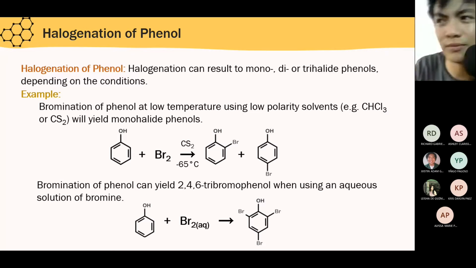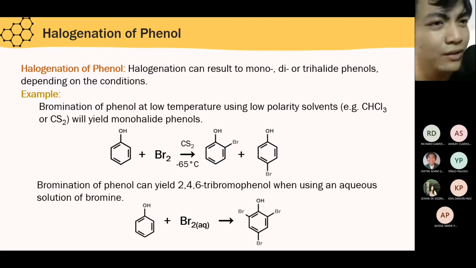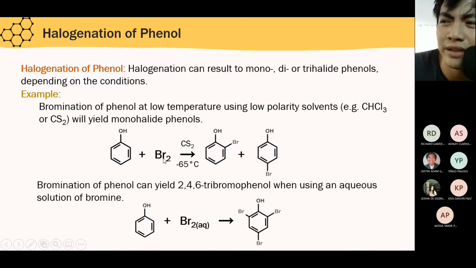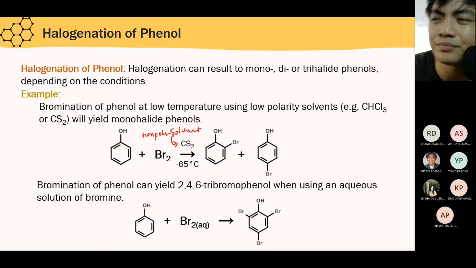Next one is the halogenation of phenol. So ito medyo technical na to pero kabisaduhin na lang natin. So the halogenation of phenol can happen. So katulad lang din ng reactions kanina. So the halogenation of phenol does not require any catalyst at all. So wala na siyang catalyst na kailangan. So halogen na mismo. Kung iniisip nyo, ano po yung CS2? So that is a solvent. Solvent lang yan. Non-polar solvent.